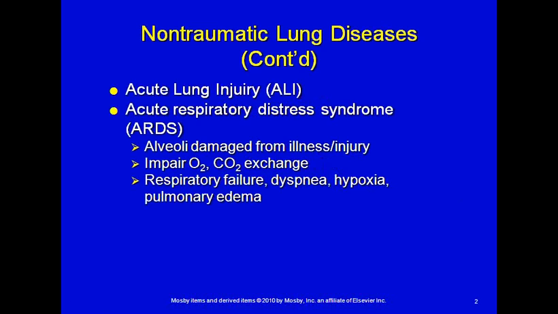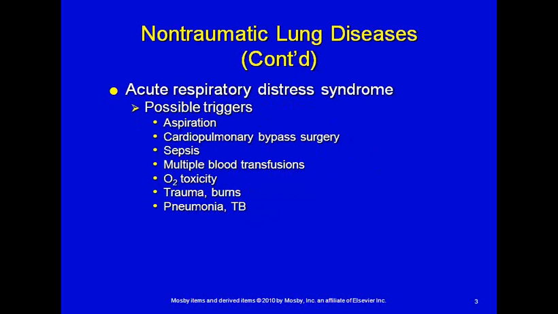Now, some people will still refer to ARDS as adult respiratory distress syndrome, but we know it can occur in children. Acute lung injury is a precursor to ARDS. Essentially, they both present the same way as a result of alveoli that's been damaged from either illness or injury, and as a result, there's an impairment of oxygen and CO2 exchange. So the patient gets severely hypoxic, they get hypercarbic, throw in some pulmonary edema, and eventually, if left untreated, leads to respiratory failure. Both an acute lung injury and ARDS have a really high mortality rate.